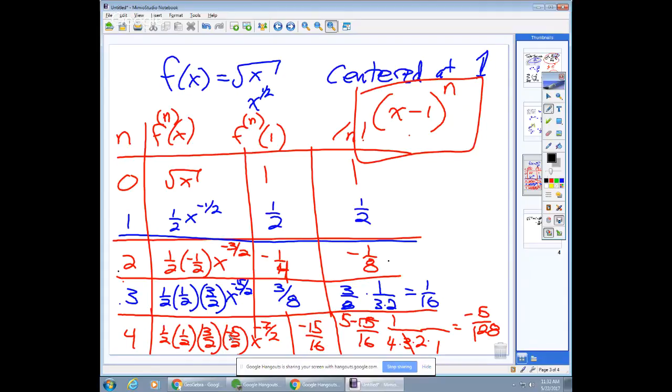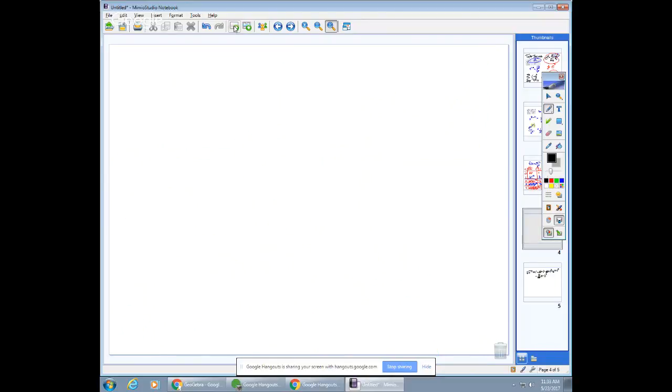And then, let's see, 1 led to 1 in the top, 2 led to 1 in the top, 3 led to 3 in the top, 4 led to 5 in the top, 5 is going to lead to a 7 in the top. That one's a little bit trickier. So let's see. I think, anyway, for n equals 5, the coefficient is going to look like this. It's going to be a, what sign are we on now? Positive?